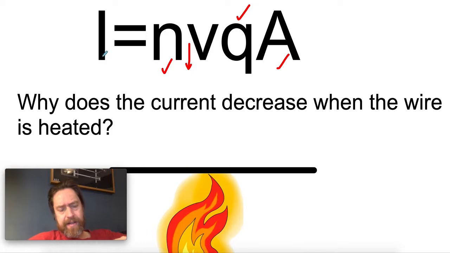This would be completely opposite if you were talking about a thermistor. Because in a thermistor, when you heat it up, it releases more free electrons. So in a thermistor, the N would increase. The V would also decrease, but the N would increase a lot more than the V decreases, so overall the current would go up in a thermistor. All of this is assuming the potential difference across this stays the same.